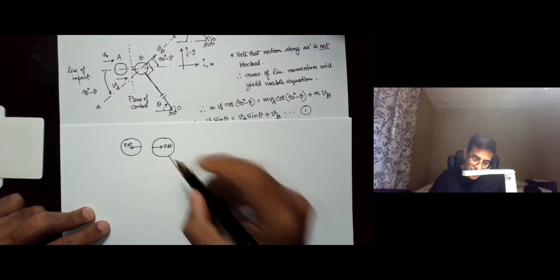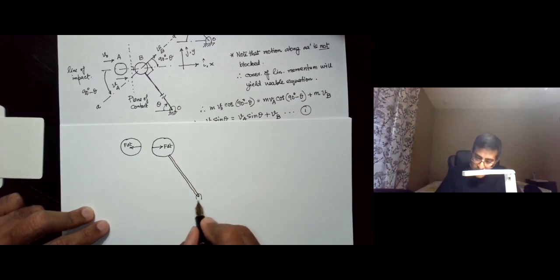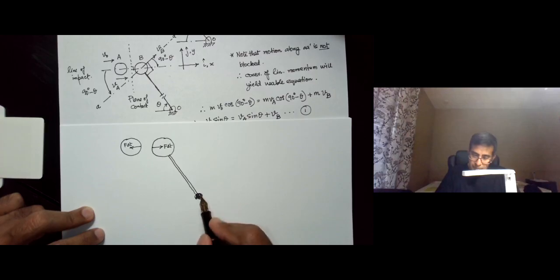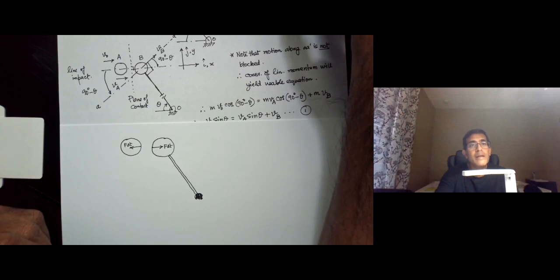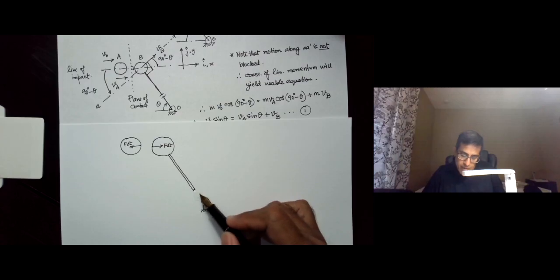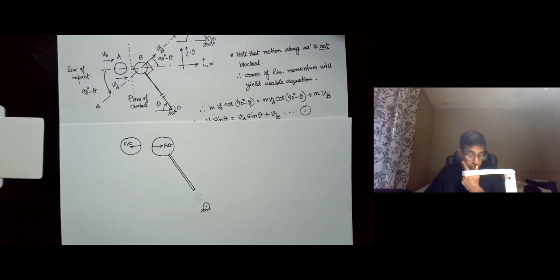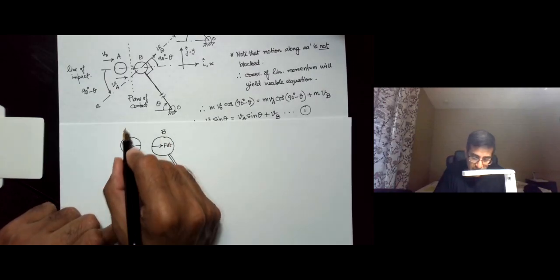Now B is connected to the ground by a rod. Well, let us separate out, okay, so I have just erased this part which showed the pivot and put it separately. This is the point O, this is B, and this is A.